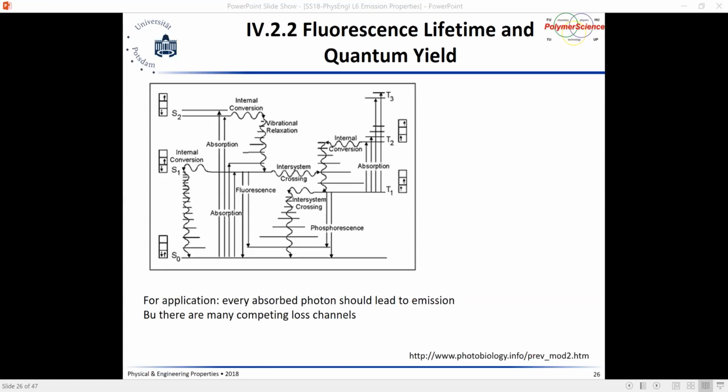So calculating phosphorescence quantum yield is a lot more difficult. But you have to bear in mind that the quantum yield of everything, the sum of it, has to equal 1. Not greater than 1, not less than 1.